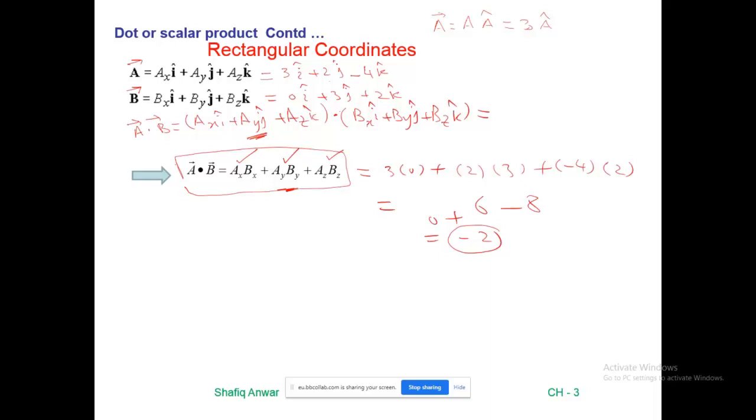So again, you can use this rule directly whenever you have A vector dot B vector, when you are given A vector and B vector in their components: x component, y component and z component. Like this is x component of A, this is y component, and this is z component. Similarly for the B vector. Okay, any question?